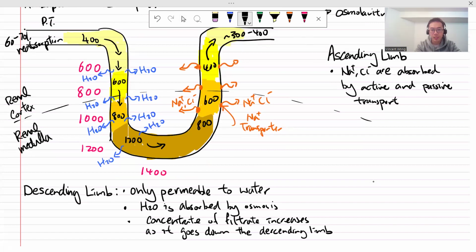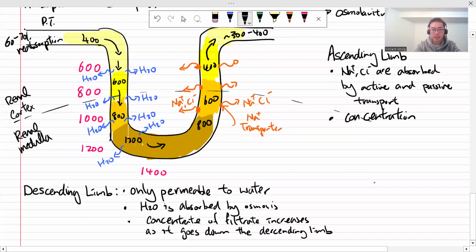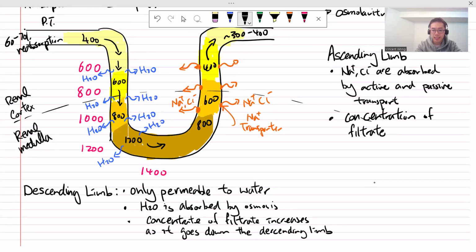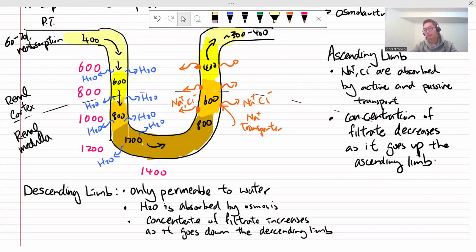So the concentration of filtrate decreases as the filtrate goes up the ascending limb. All right, that is that.